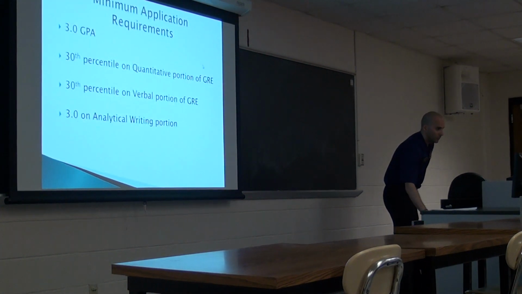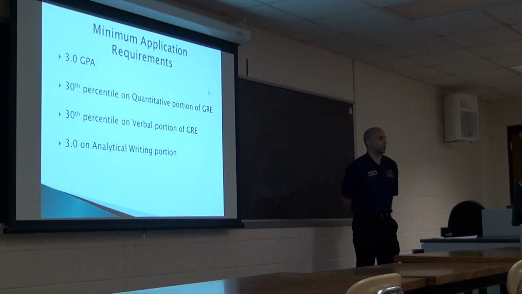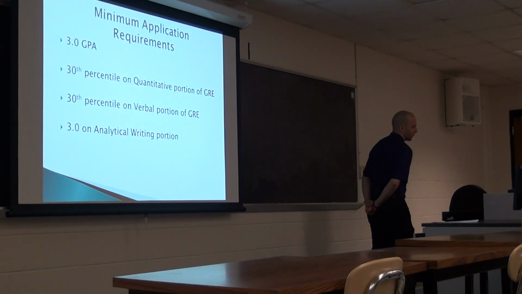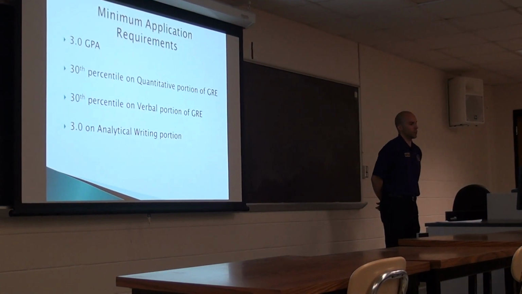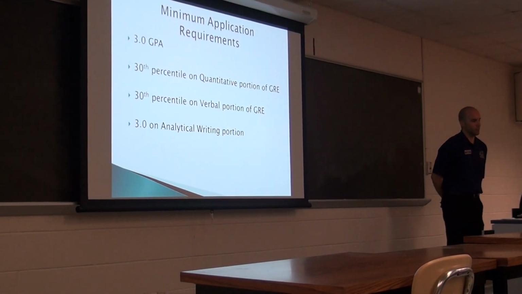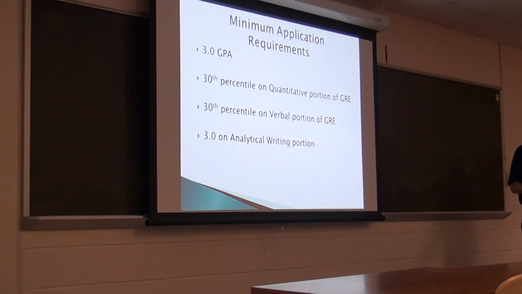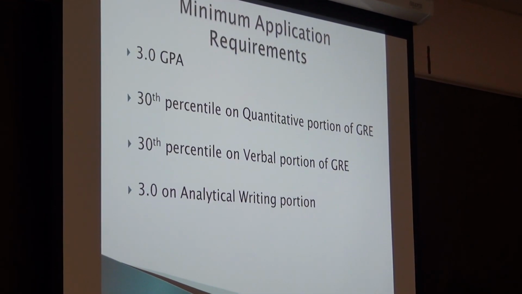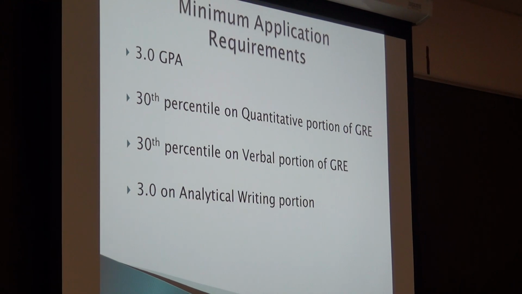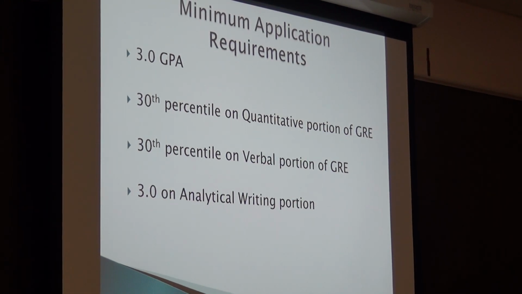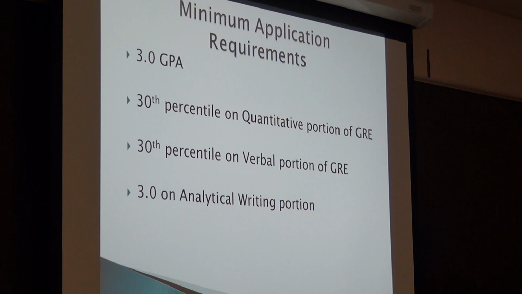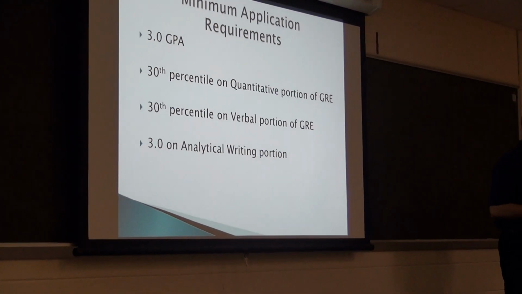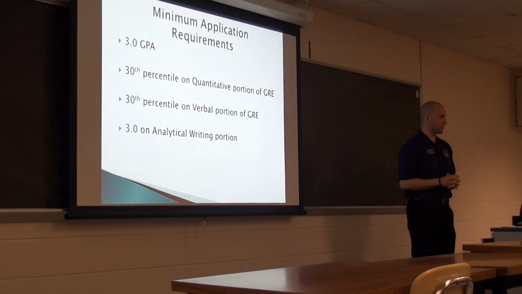Okay. First thing, minimum application requirements. This is to be considered for admission to the program. You have to have a 3.0 GPA, score in the 30th percentile on the quantitative portion of the GRE. Quantitative is math. Fancy way to say that. You have to score in the 30th percentile on the verbal portion of the GRE and a 3.0 on the analytical writing portion of the GRE. Now that's kind of like a separate section where you're actually doing a couple of writing tasks.